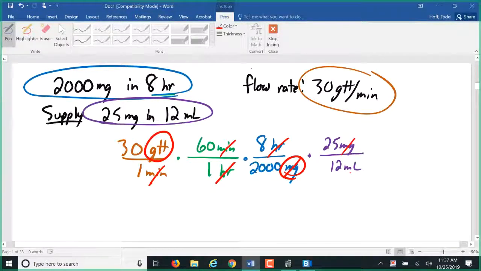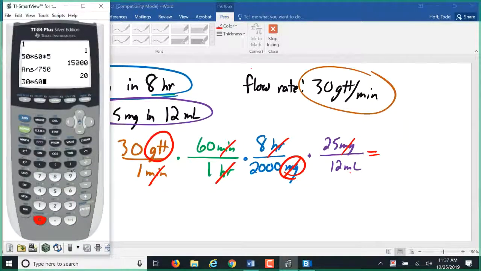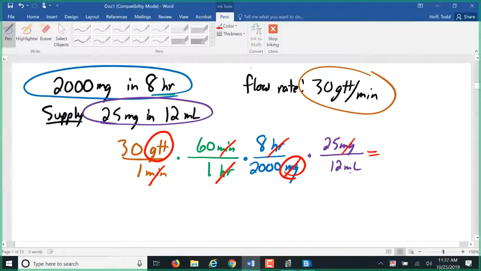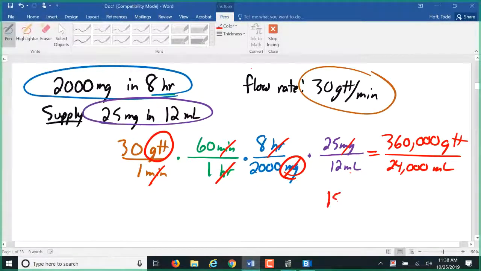So now on top, I've got 30 times 60 times 8 times 12. It's 360,000. Units on top are drops over 1 times 1 times 2,000 times 25 milligrams on the bottom, that's 24,000. 360,000 divided by 24,000 gives us 15 drops per milliliter. Any questions there?